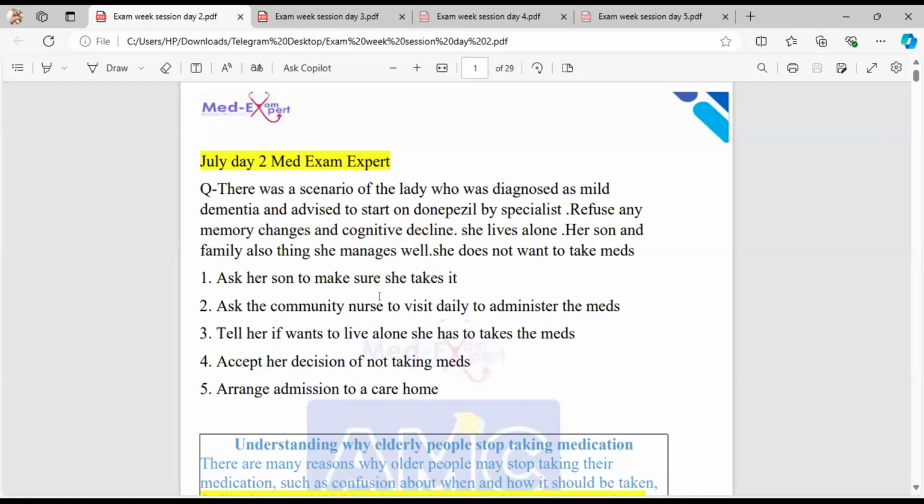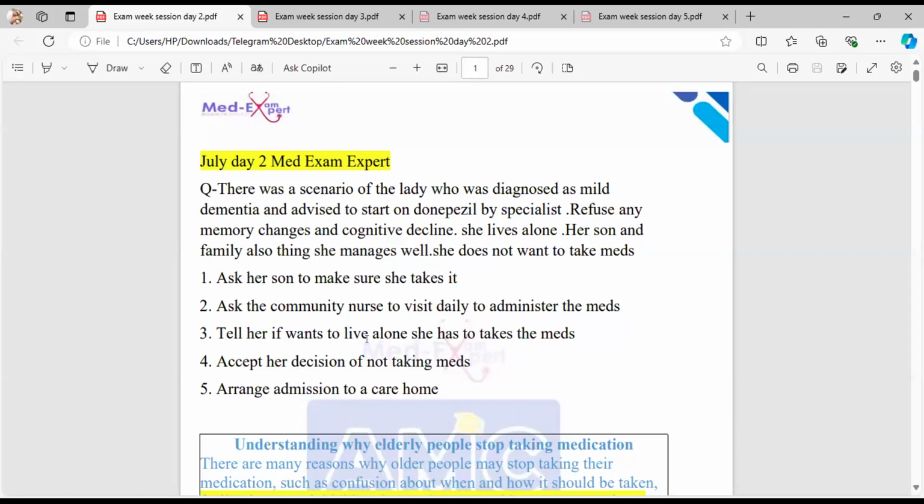There will definitely be some reason behind her problem, or behind her not taking the medications, because at this age they think that maybe they will become dependent on the treatment, therefore they don't take medications. So we just send the community nurse to her home, and that community nurse will counsel her, and tell her that this treatment is important for her. So here, asking the community nurse is the more suitable answer.